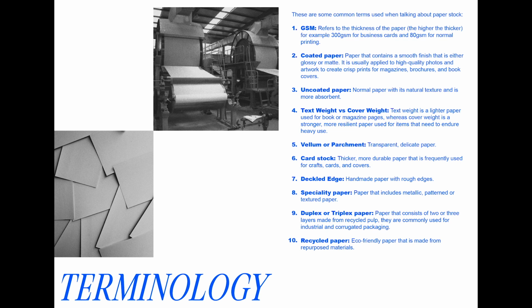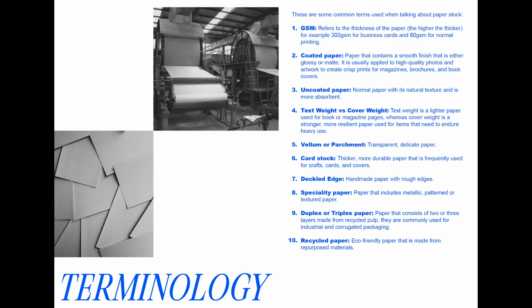Three, we have uncoated paper. This is normal paper with its natural texture and is more absorbent. Four, text weight versus cover weight. Text weight is a lighter paper that is used for magazine pages, whereas cover weight is stronger, more resilient paper that is used for items that need to endure heavy use.